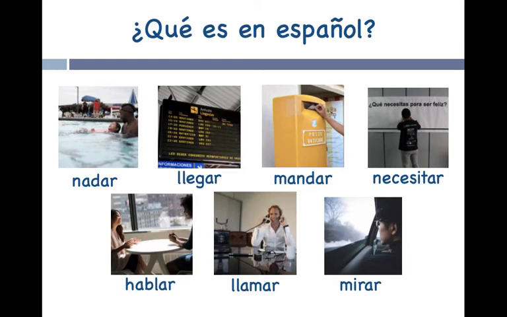Llegar. Mandar. Necesitar. Hablar. Llamar. Mirar.